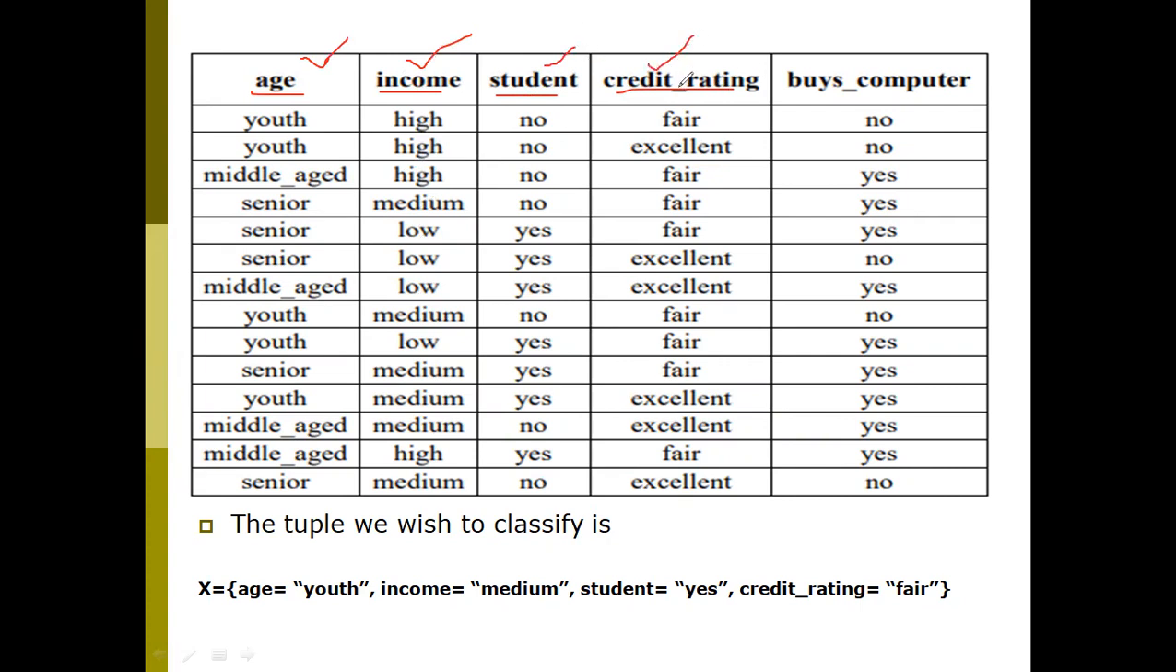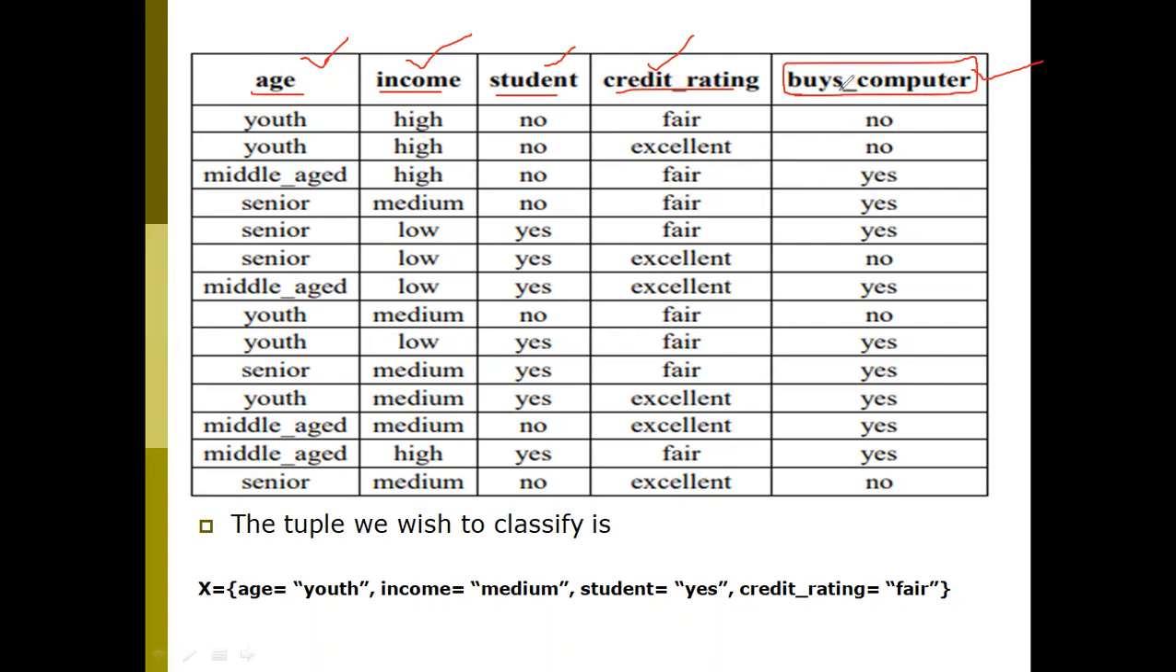And what is my target attribute? My target attribute is buys computer. Which kind of attribute is it? It is a dependent attribute on the given data set. Based on the features of these independent attributes only, we will get this buys computer result. Okay, this is the attribute.